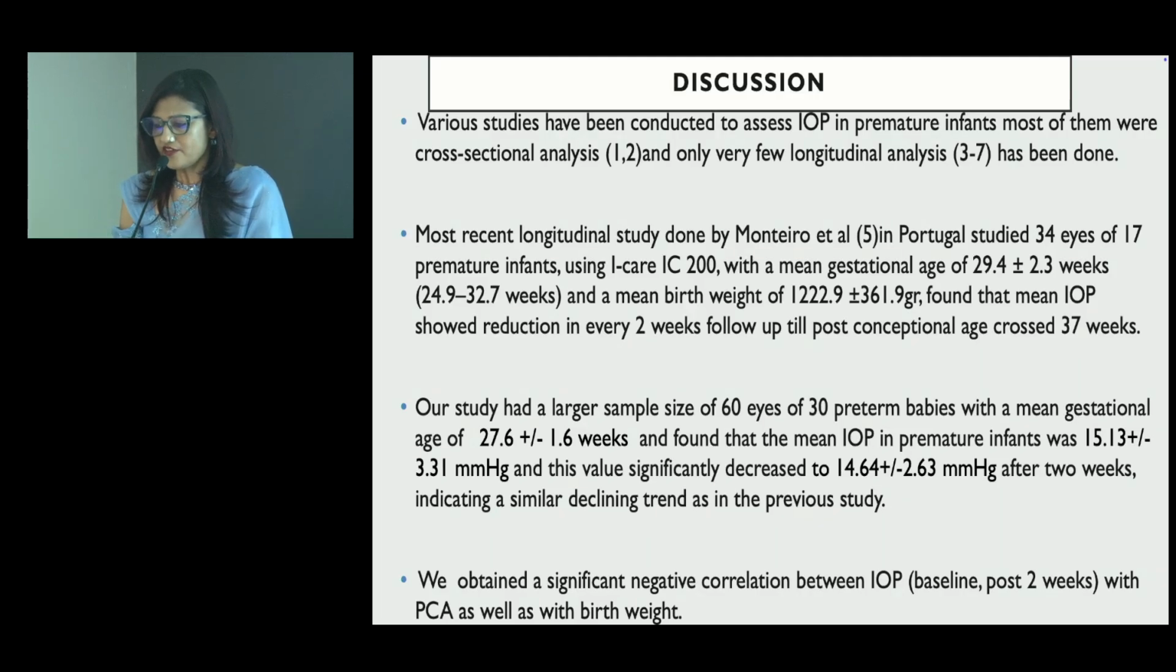Various studies have been conducted to assess IOP in premature infants. Most of them were cross-sectional analyses, and very few longitudinal analyses have been done. The most recent longitudinal study by Monteiro et al. in Portugal demonstrates that, with a mean gestational age of 29.4 and a mean birth weight of 1222, mean IOP showed reduction every 2 weeks till the post-conceptual age crossed 37 weeks.